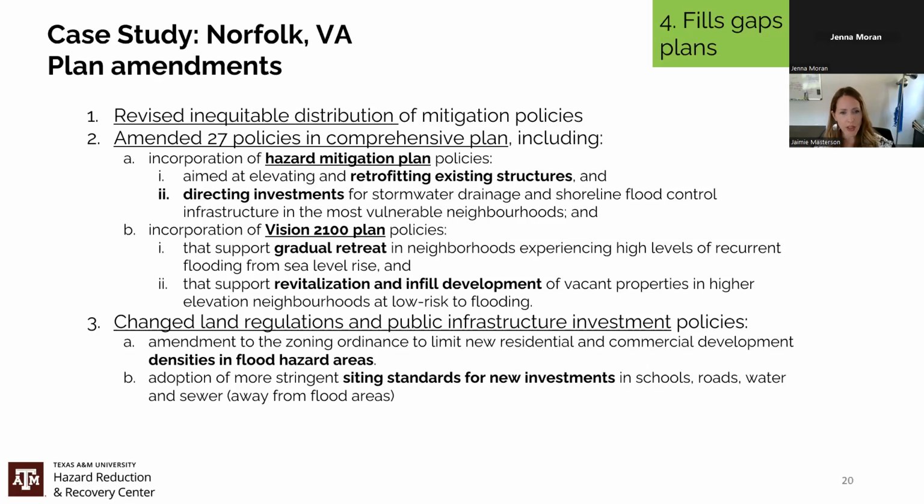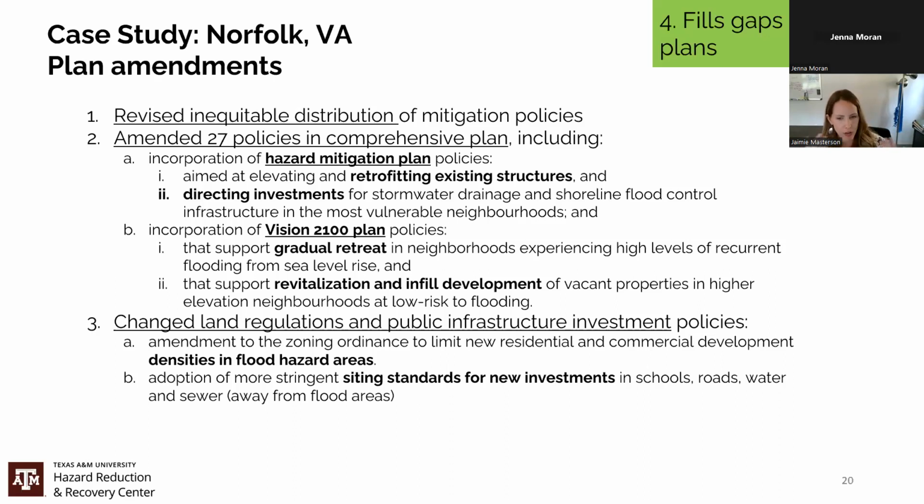And then the last piece to this is they changed a lot of their land regulations and public infrastructure investment policies. For instance, they changed the density requirements to make sure that there was lower density in the more hazardous areas and allowing for higher density in the safer parts of the community.